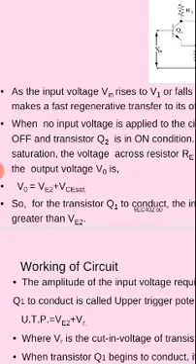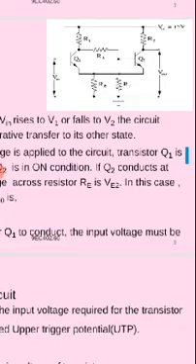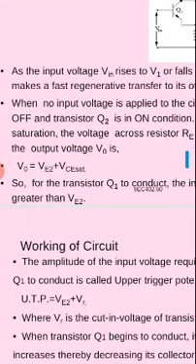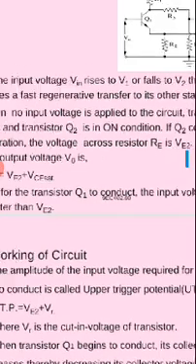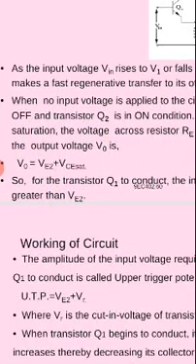So, for the transistor Q1 to conduct, the input voltage must be greater than VE2.